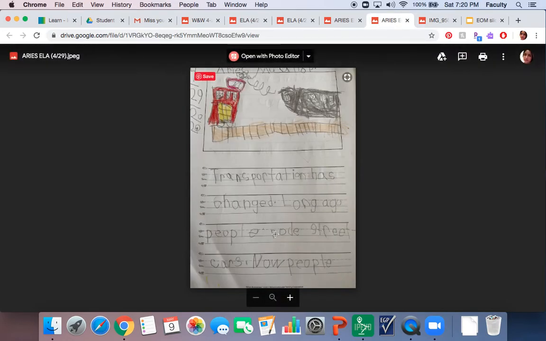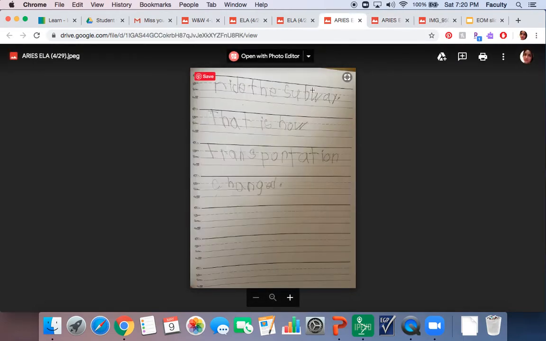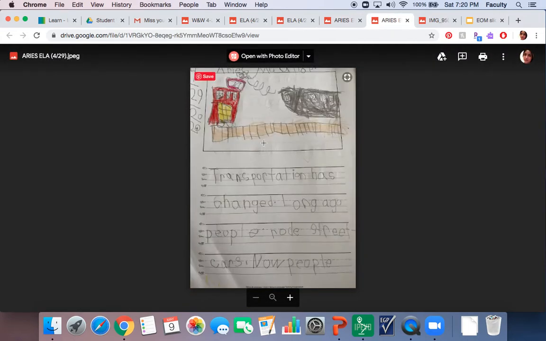Awesome. Now we have Aries. Aries wrote, transportation has changed. Long ago, people rode streetcars. Now, people ride the subway. That is how transportation changed. So, you can see her with her streetcar here, the subway here.